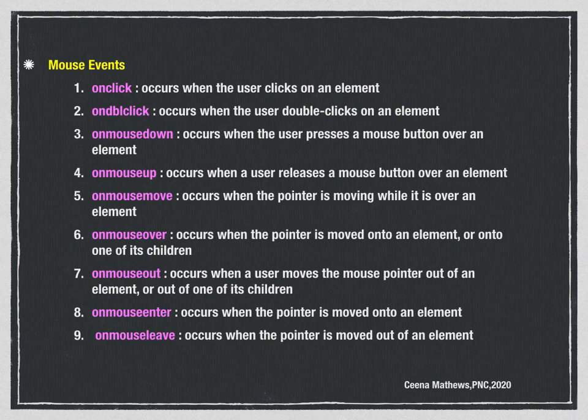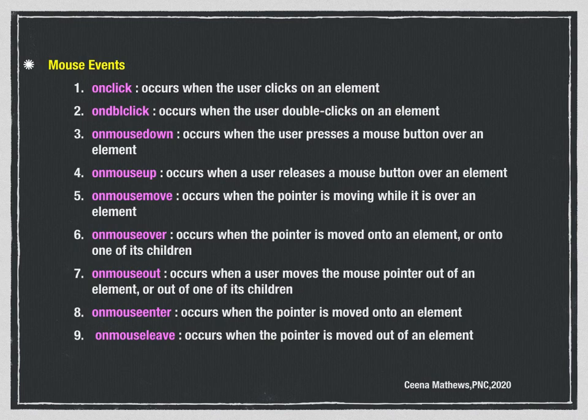And the next is on mouse enter. This occurs when the pointer just enters into an element. On mouse leave, when the pointer is moved out of an element, it is on mouse leave event.